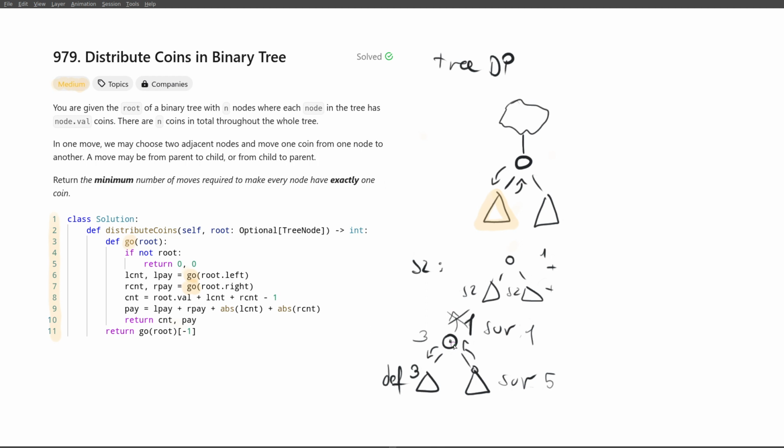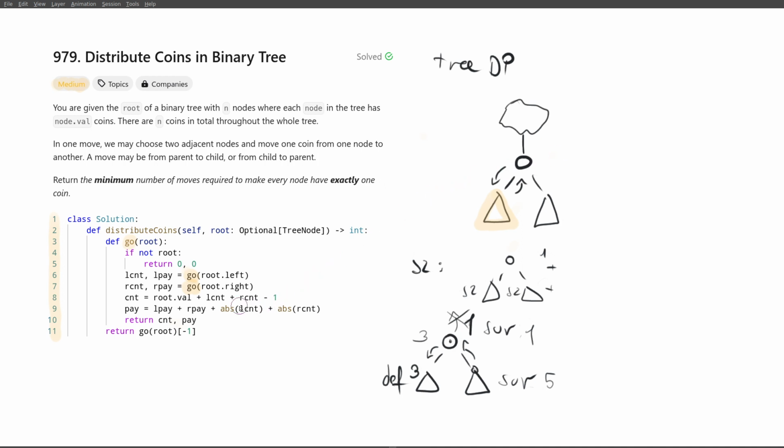And after that, since the number of coins in the whole tree is exactly equal to n, if we do that and we end up at the original root of the tree, then it will have exactly 1 coin and we won't have anything else to fix. And this is exactly what we need to solve this problem.